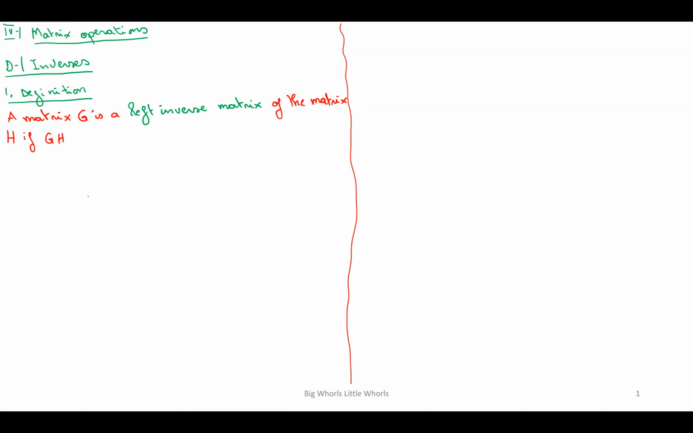GH. Okay, maybe let me be a little bit fancy here, G in green is the left inverse matrix. So if GH is the identity matrix.